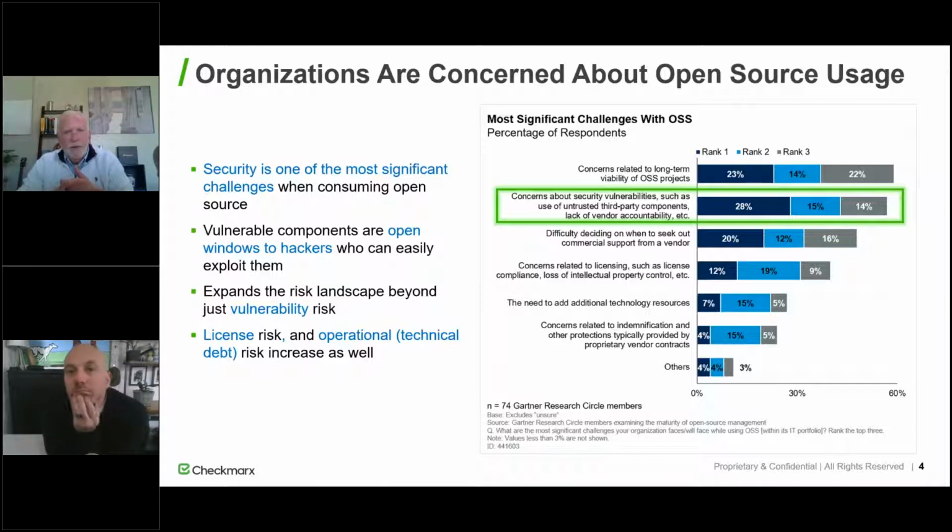An interesting thing here is that according to Gartner's research, concerns about security vulnerabilities such as use of untrusted third-party components and lack of vendor accountability, 28% say that's number one, right? That's the number one concern around open source.